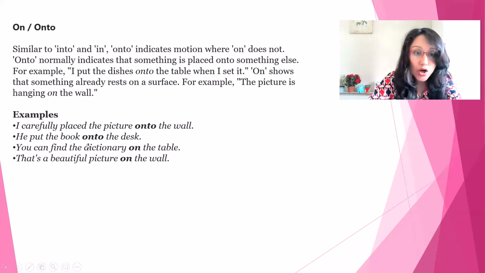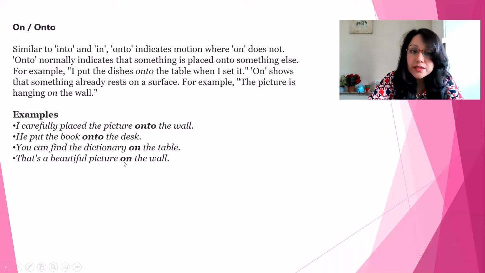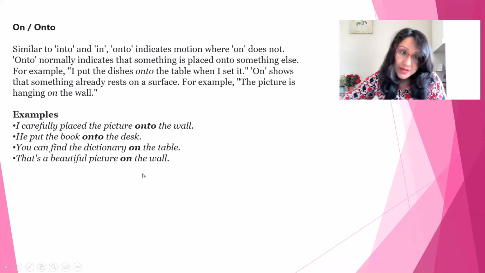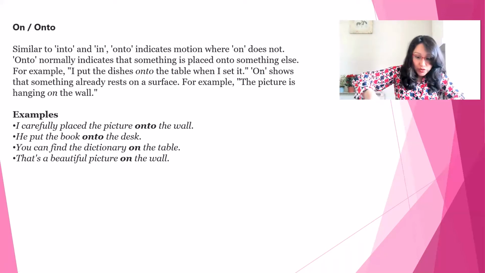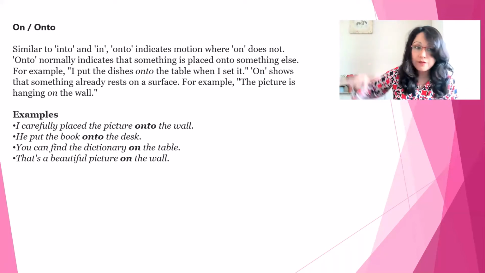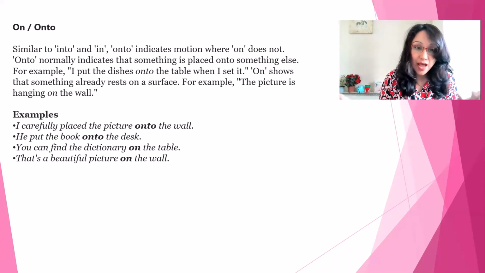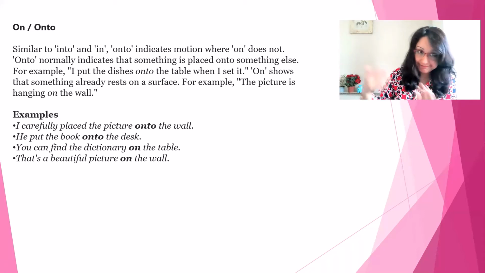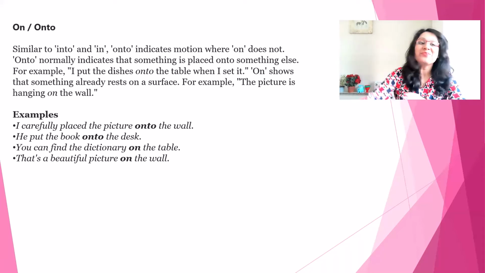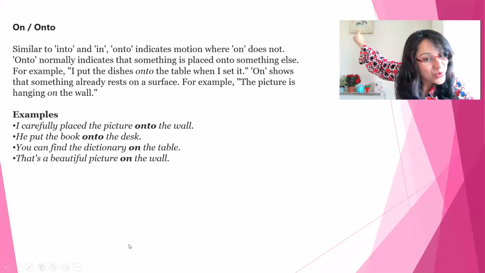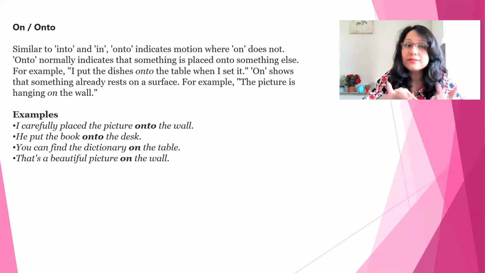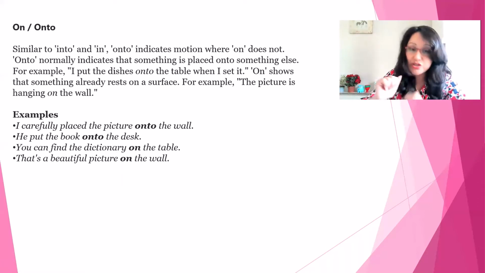He put the book onto the desk. You can find the dictionary on the table. Let's say I am putting this onto the table. And now I go into the room next door and ask my daughter, just go get the diary. Now, where is it? It is on the table because I have put it onto the table. That's a beautiful picture on the wall. So onto is motion, on is something stationary.